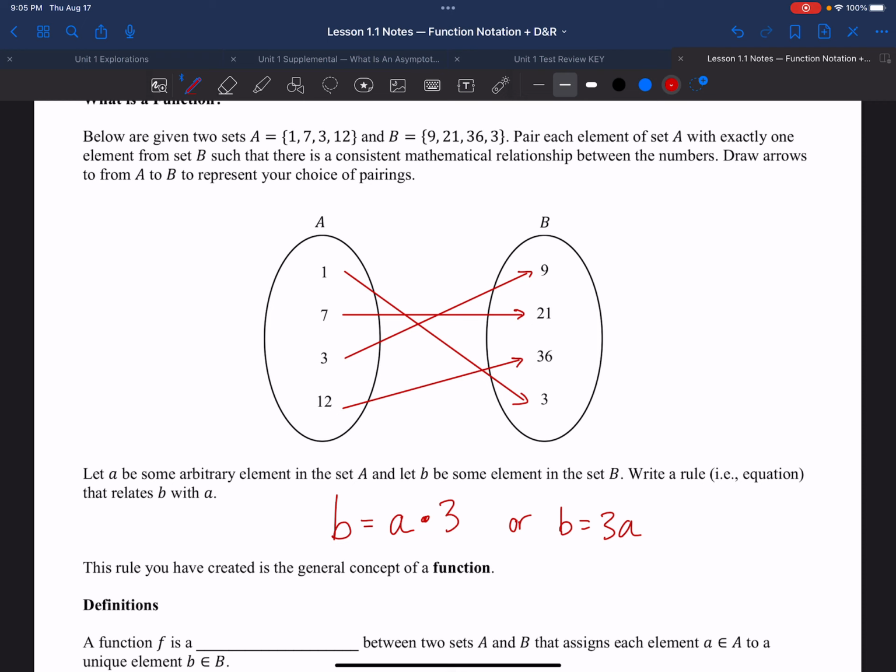Now, what I'd like to say and mention is this is not the only mapping you can create. And this is the power of functions. Yes, we found a consistent relationship between the numbers, but there's no right or wrong answer here. If you chose to pair 1 with 9, 7 with 21, 3 with 36, and 12 with 3, that's valid. Actually, we can create functions like that.